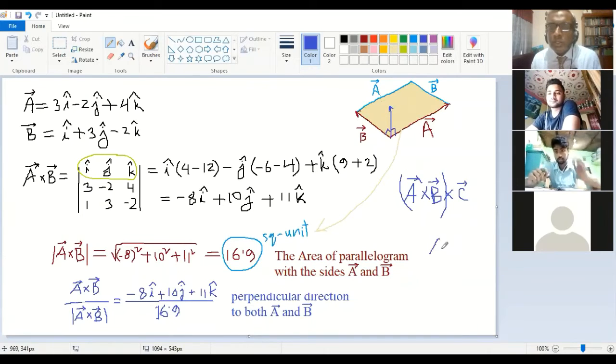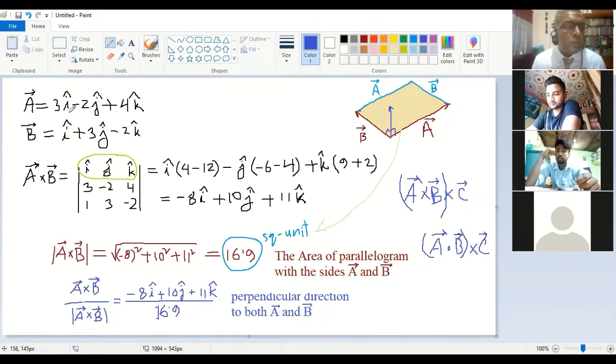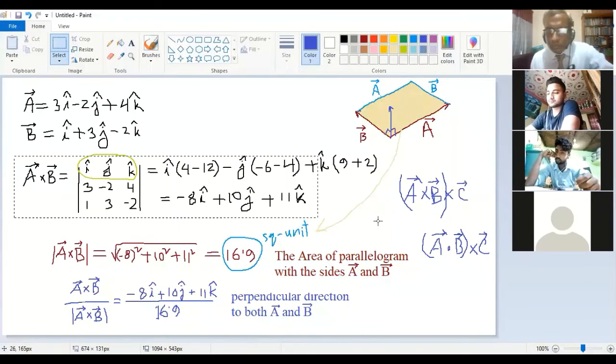You can also think like, okay, A dot B vector, and then bracket, then cross C vector. That is also possible. So no problem. So do this first, then you do the cross. Okay. So this way it is possible. So let us talk about the projection of vectors.